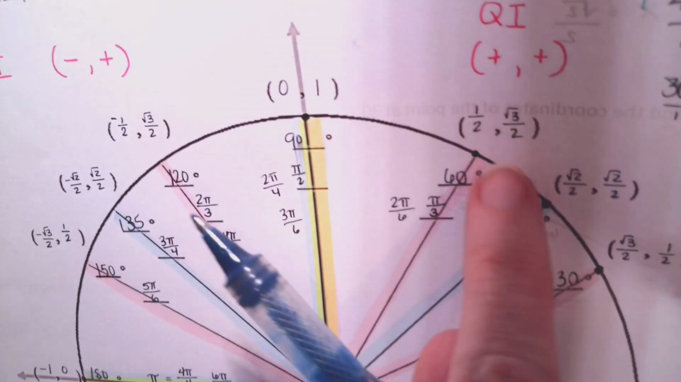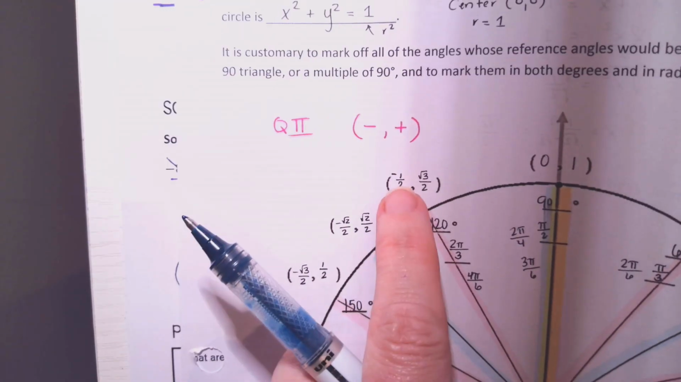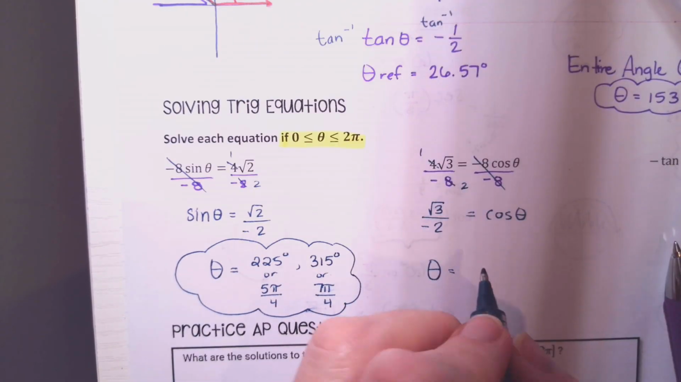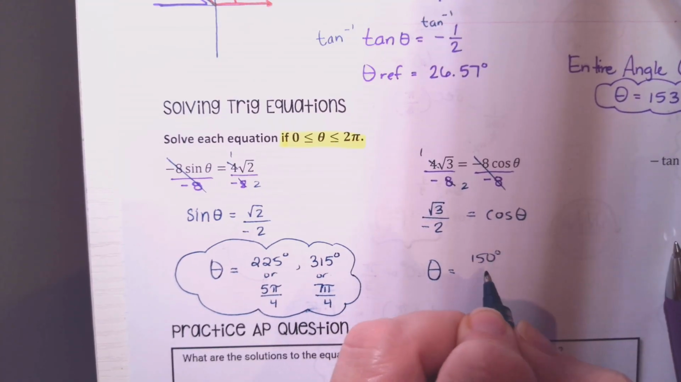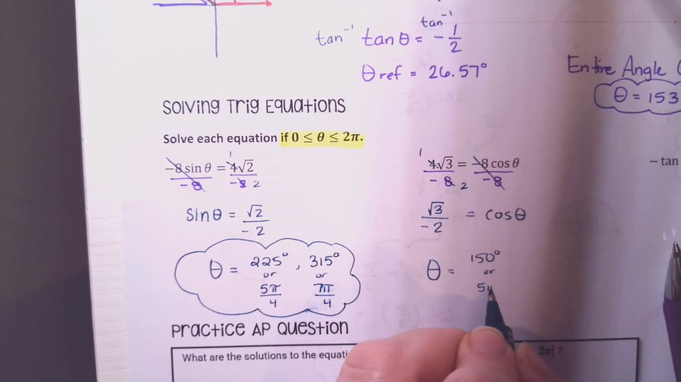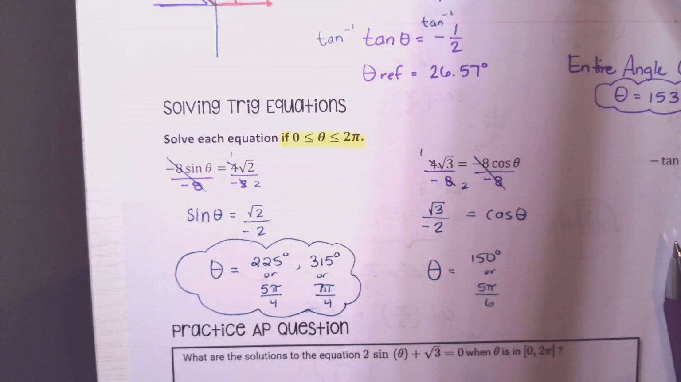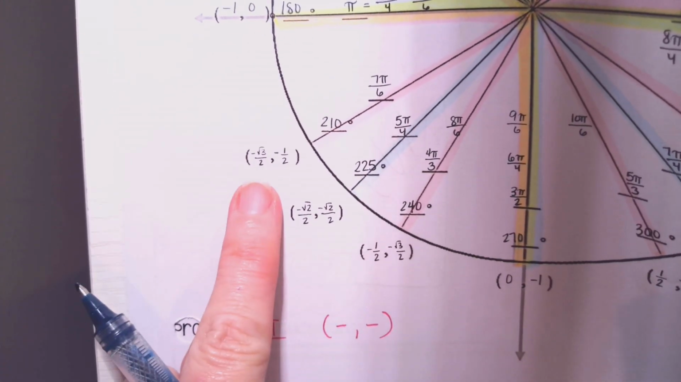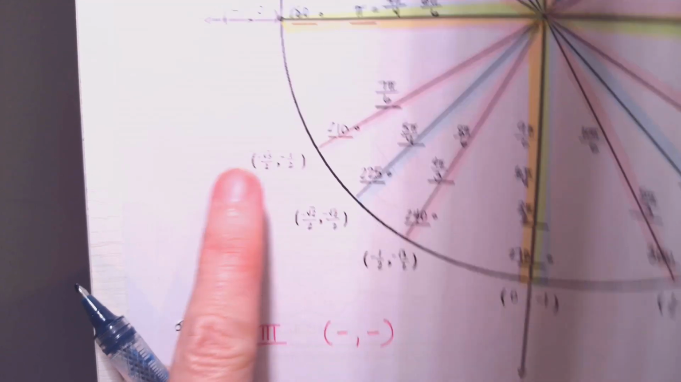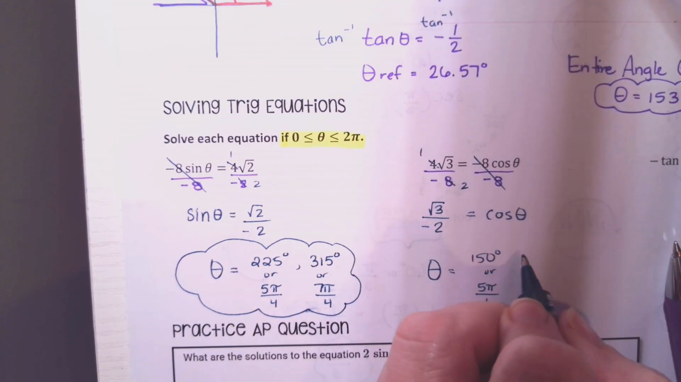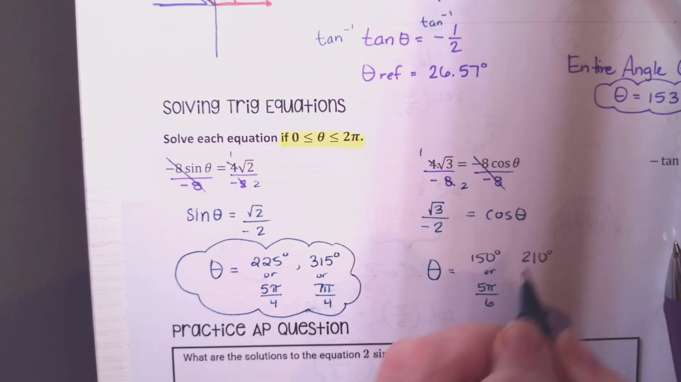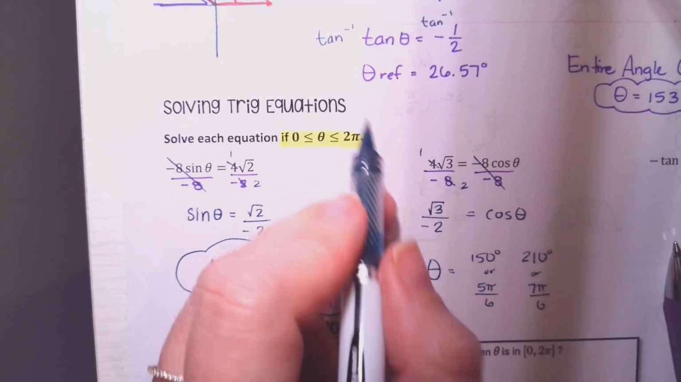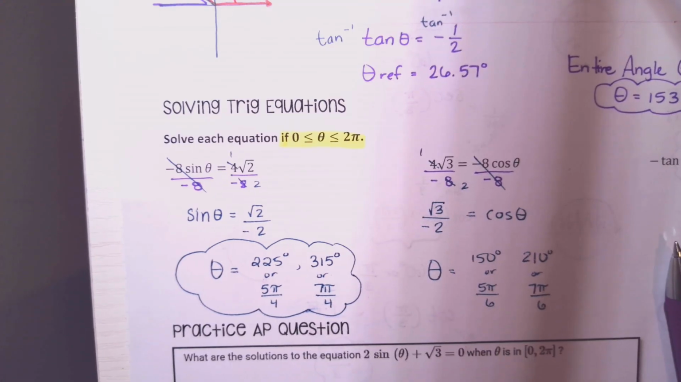All of these are positive, so it's not going to be here. Looking over here, I have one here, 150, which is 5 pi over 6. And then looking to see if there's any others that have a cosine of -√3 over 2. Right here, 210, which is 7 pi over 6. Both of these are allowed because we were told initially that we can look from 0 to 2 pi.